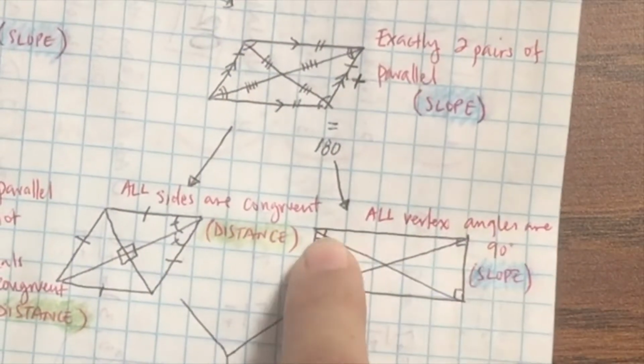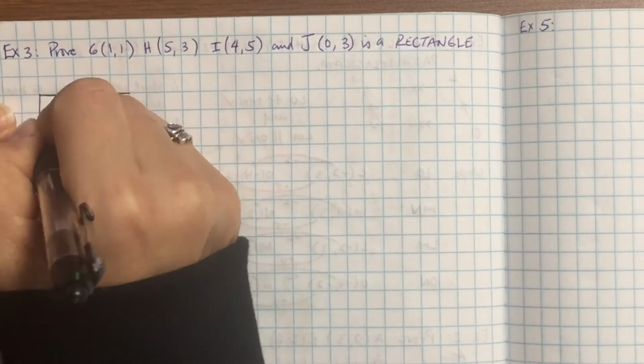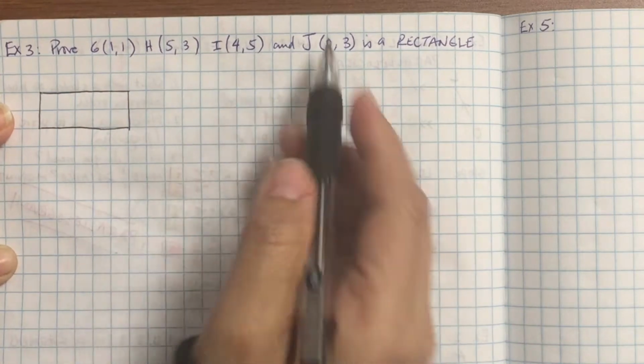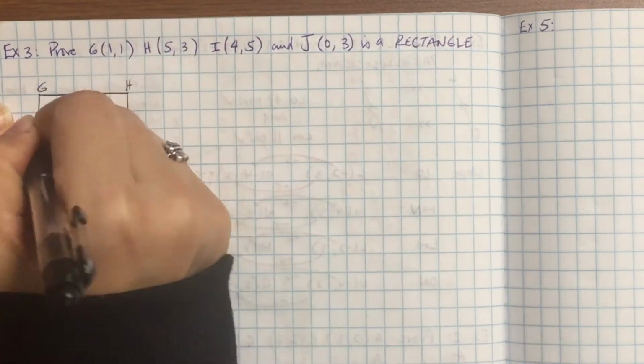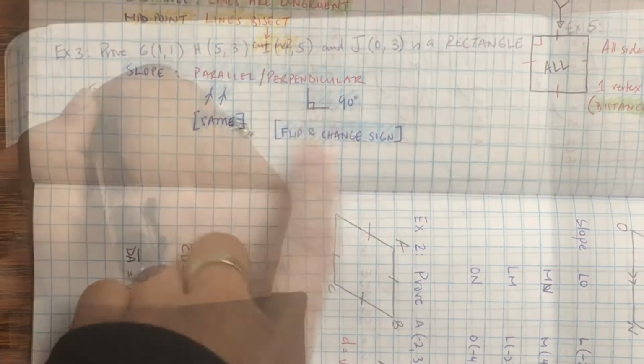You're looking at proving quadrilaterals in the coordinate plane, example 3 and 4. The first one we're going to do is a rectangle. So again, go ahead and sketch your rectangle and label your letters in order, top left clockwise. So G, H, I, J. Write down how you plan on proving it.